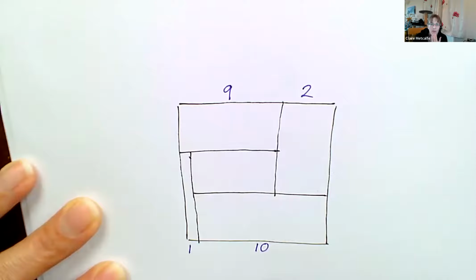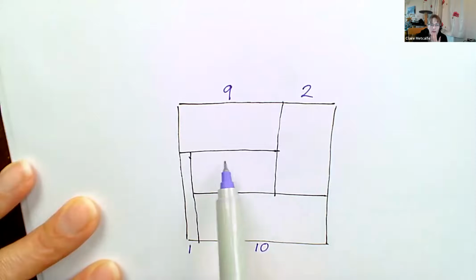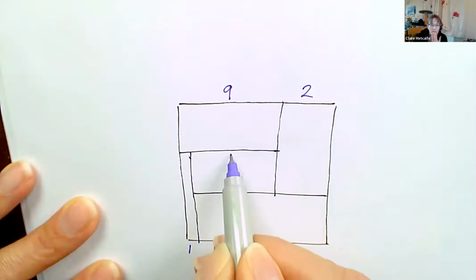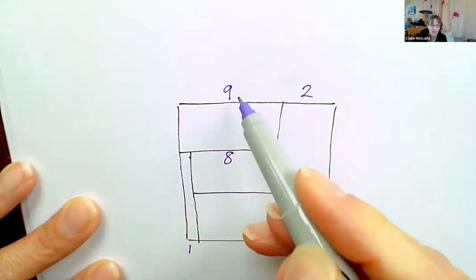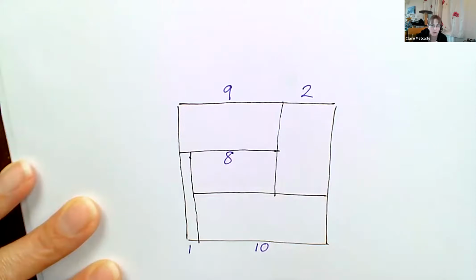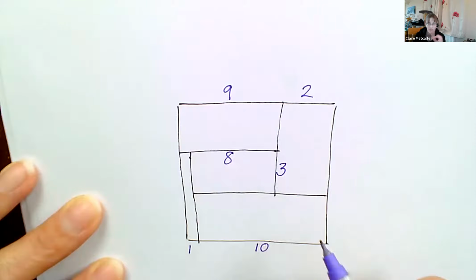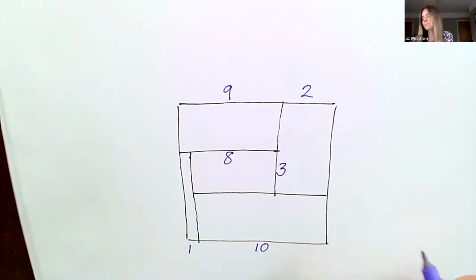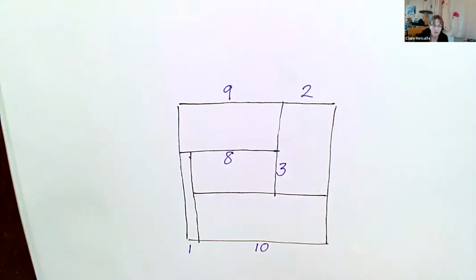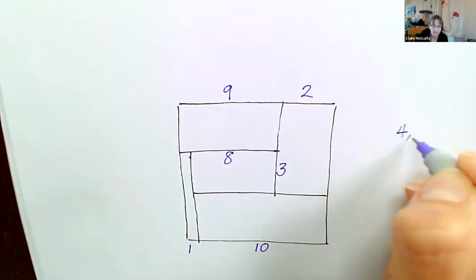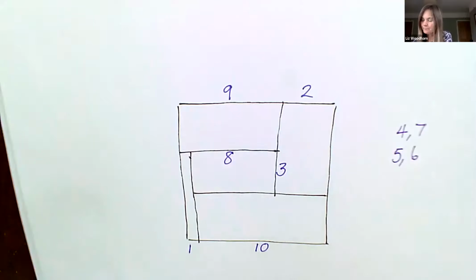If that's going to be my rectangle, then I think the rectangle in the middle has got to have a width of 8. From what we've done before with the pairs, that means that middle rectangle has got to have dimensions 8 and 3, because that was 1 pair. So that means that my other 2 sides have got to be 4 and 7 and 5 and 6.